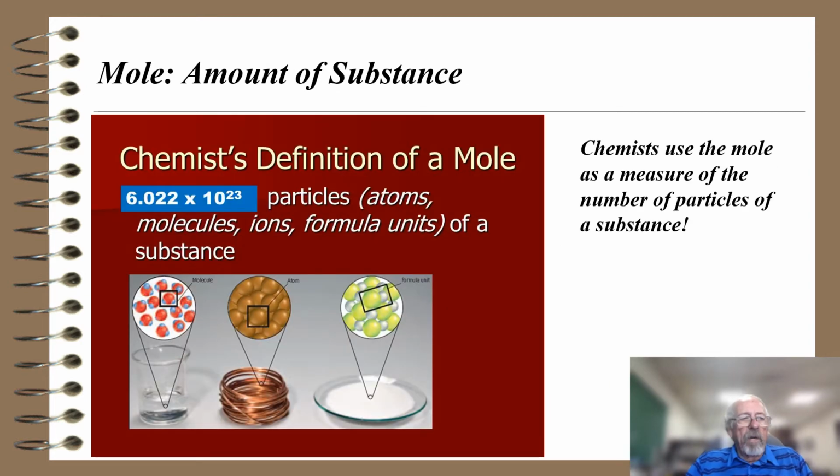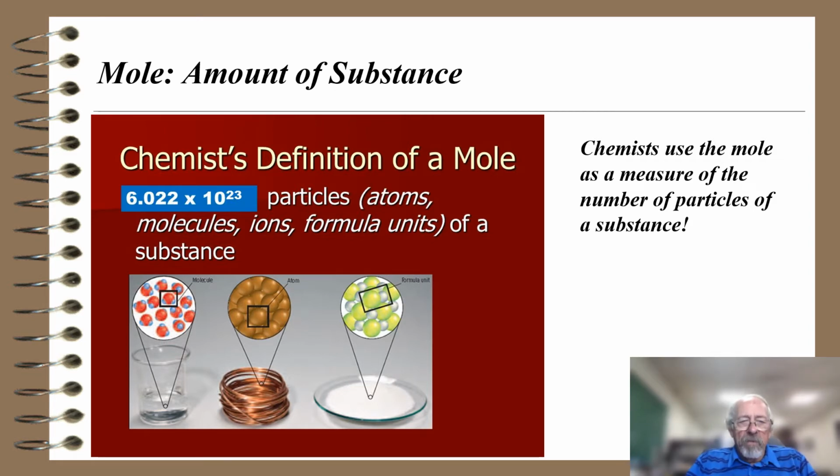A little bit further here, again shifting gears, there's something called the mole, which is the amount of a substance. So chemists use the mole as a measure of the number of particles of a substance. So a chemist's definition of a mole is that 6.022 times 10 to the 23 particles. And those particles could be atoms, molecules, ions, formula units, particles of a substance.